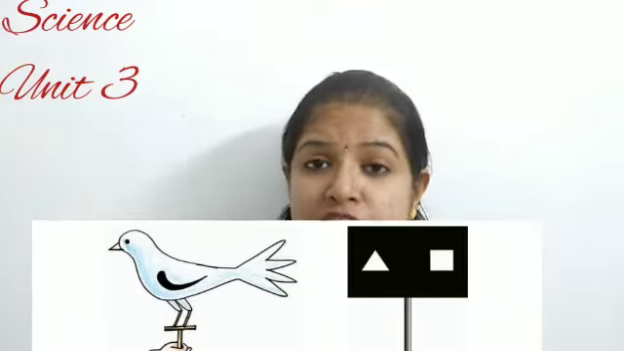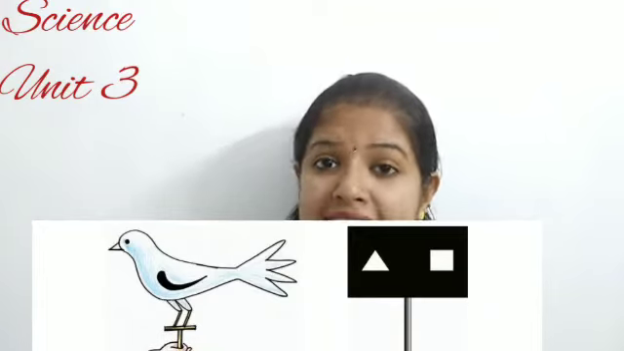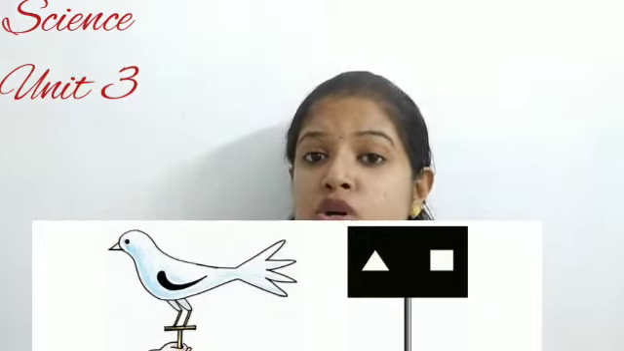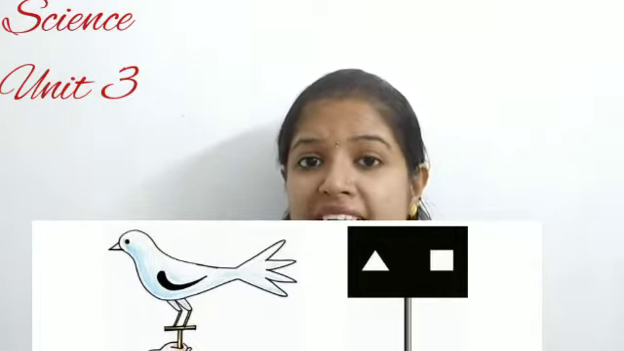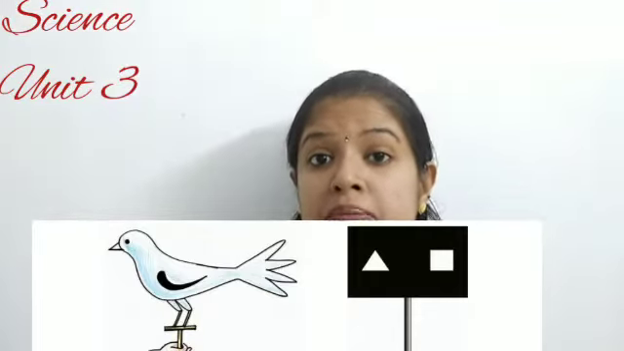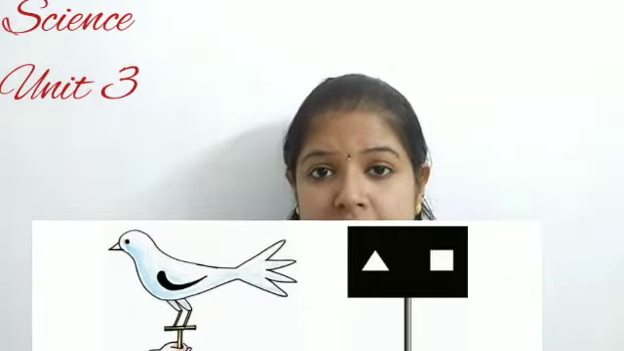Now you try to move the cardboard or the bird away. As the distance increases, the size also increases, but when you go far and far away, the picture will not be clear. It will be blurred. So it will not be clear.